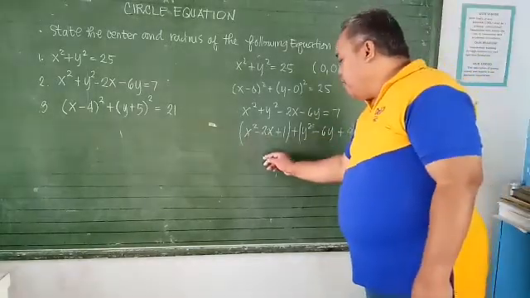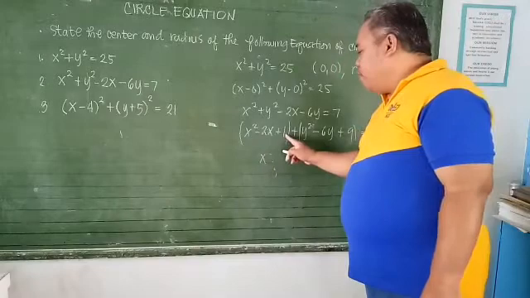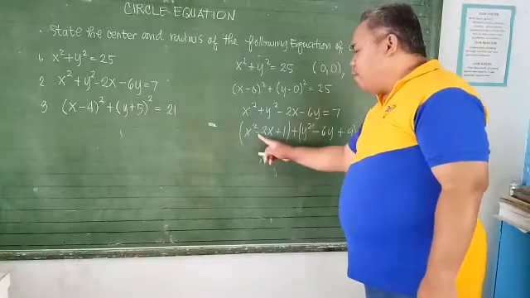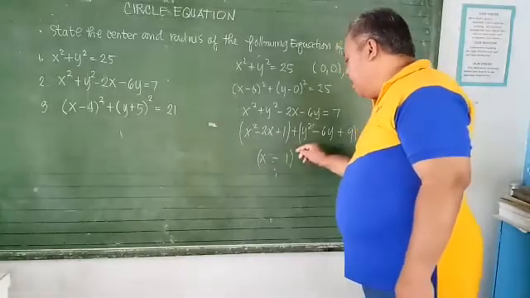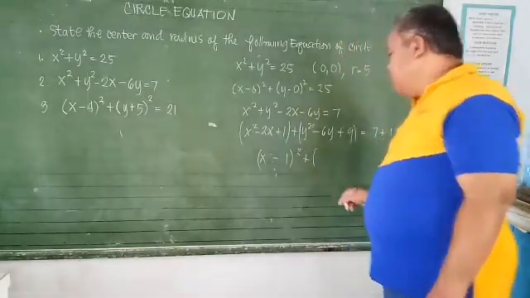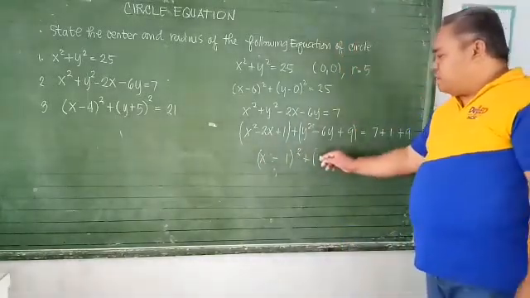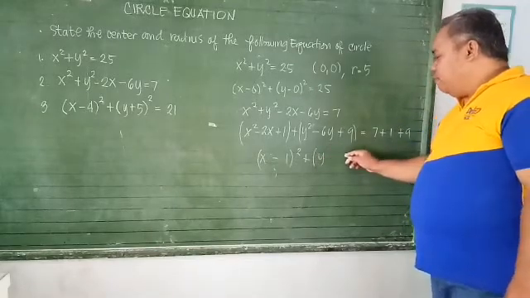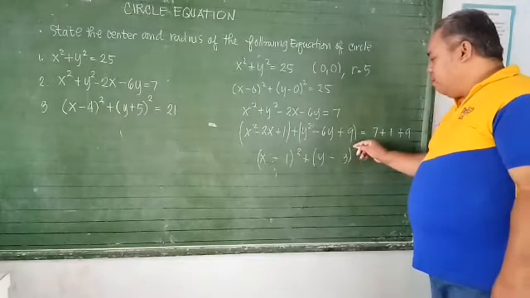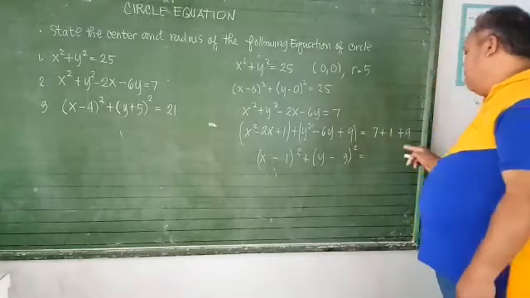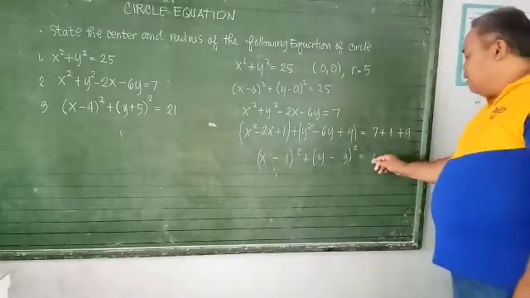How to find the square of this? The square root of x squared will give you x. Square root of 1 will give you 1. And then what will be the sign of the middle term? That's negative. So that is squared. And then plus, the square root of y squared, that's y. Square root of 9 will give you 3. What will be the sign of the middle term? That's negative. Then squared. And then you're going to add this one, so it will give you 17.